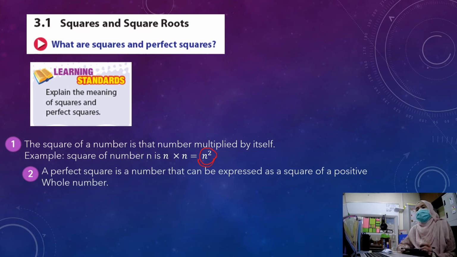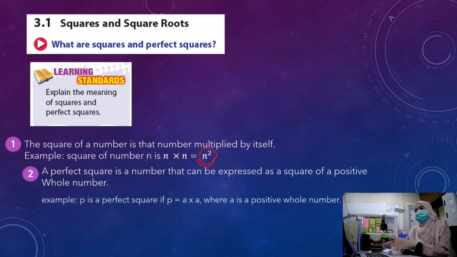Second, a perfect square is a number that can be expressed as the square of a positive whole number. Example, P is a perfect square if P equals A multiplied by A, where A is a positive whole number.